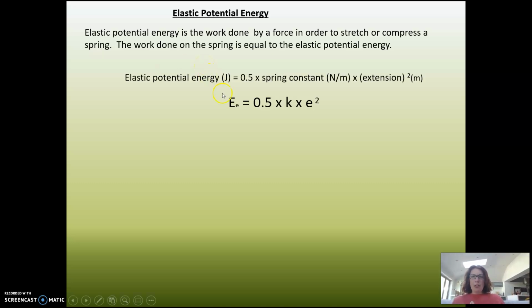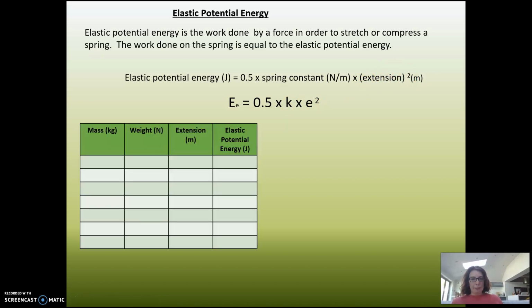This is the equation for elastic potential energy. It's a little bit more difficult than the one before, although if you take your time with it, it's fine. So elastic potential energy is 0.5, so a half in your calculator, times the spring constant, which was K, times the extension, but this time it's the extension squared. Okay, so if we had our table here and we were doing this practical, what I would then get you to do is work out the elastic potential energy here, but you can have a go at that on some exam questions, okay?